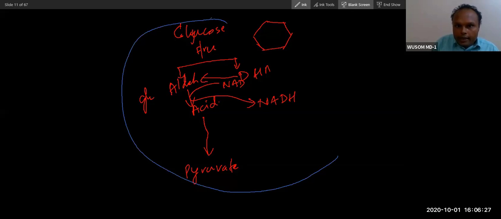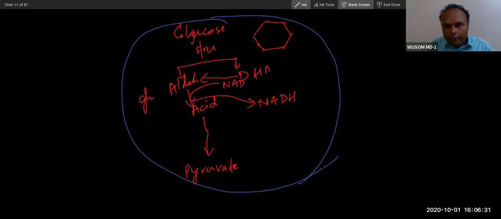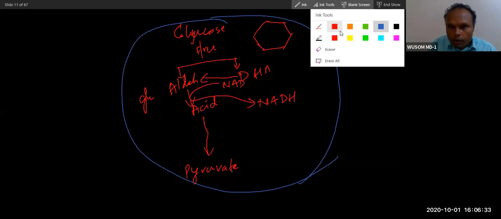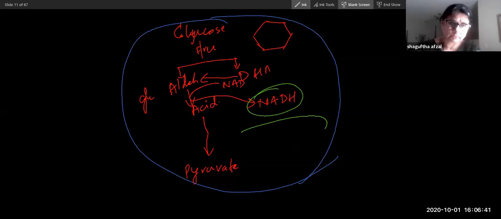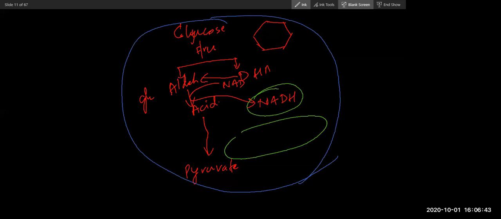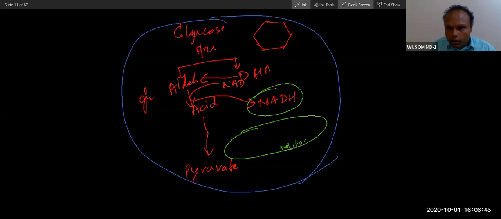Now, the whole process is happening inside the cell. And where inside the cell? Inside the cytosol. But now what happens? The produced NADH will be further oxidized in the mitochondria. That is how this NADH will have to enter the mitochondria. But there is one big problem with the NADH.